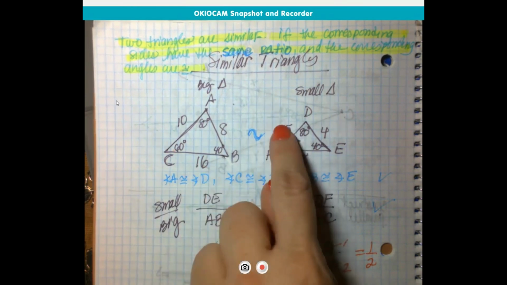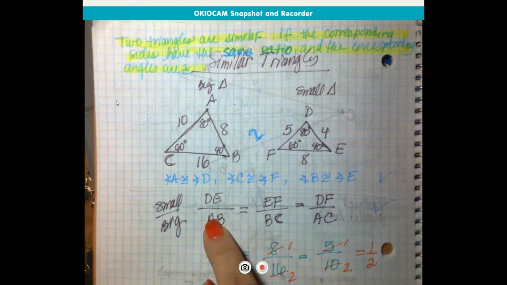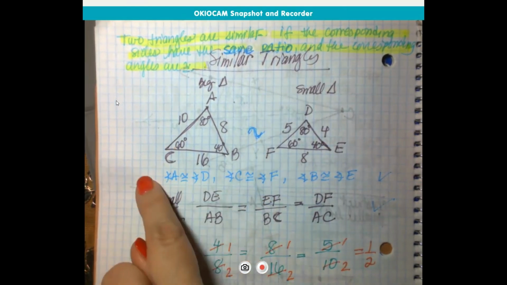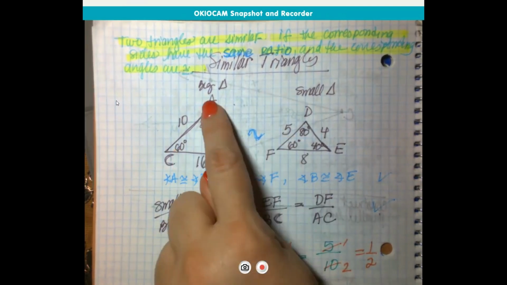So DE is from my small triangle, and that side corresponds to AB. EF is from my small triangle, and that corresponds to BC. And DF is from my small triangle, and that corresponds to AC.